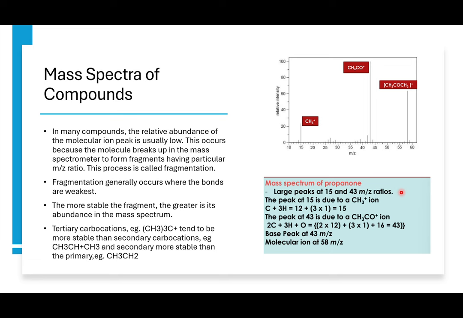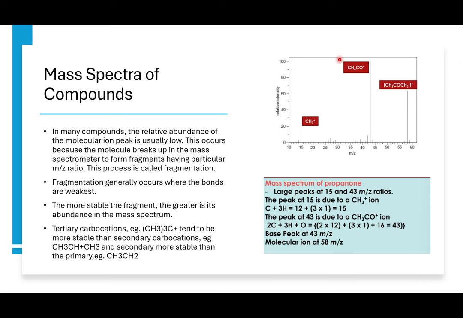So I want us to connect information together in a long chain while we move on. Tertiary carbocations tend to be more stable than secondary carbocations, and secondary carbocations tend to be more stable than primary carbocations. So that is another thing that is shown here now.